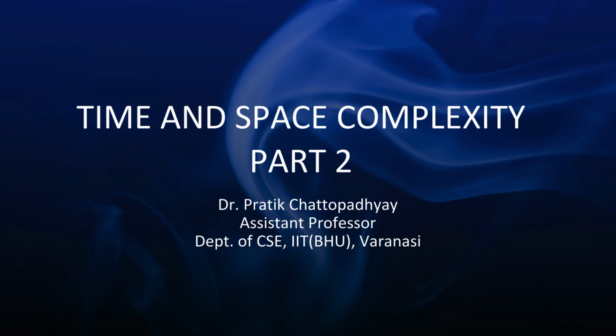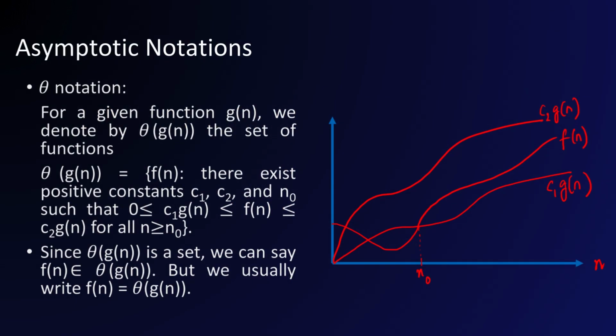Using these notations, we can describe the worst-case running time function t(n), which is usually defined on integer input sizes. A function f(n) belongs to the set theta of g(n) if there exist positive constants c1 and c2 such that f(n) can be sandwiched between c1 g(n) and c2 g(n) for large n. Here c1 and c2 are positive constants. n0 is a positive value of n above which the condition c1 g(n) less than or equal to f(n) less than or equal to c2 g(n) holds true.